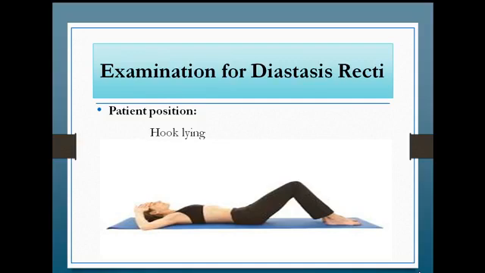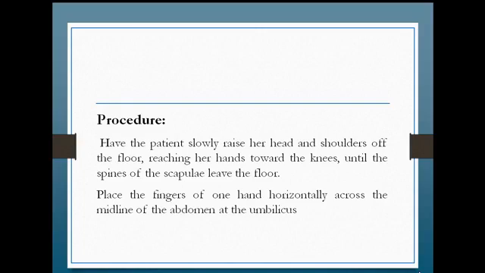We will just go through this picture. This is the hook lying position, supine with the knees bent. For the examination of diastasis recti abdominis, the patient should be in the hook lying position. Then we will ask the patient to slowly raise her head and shoulders, and try to move her hands toward her knees. This is basically a crunch.